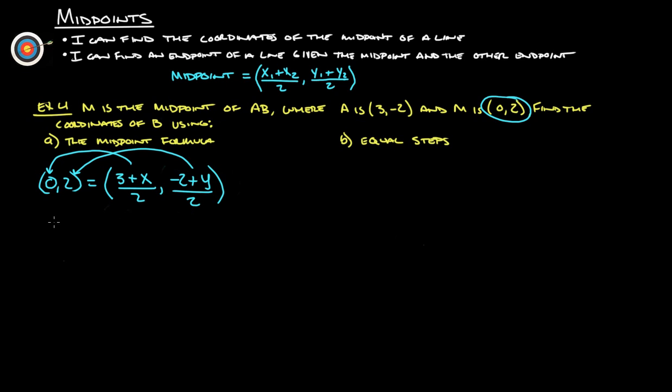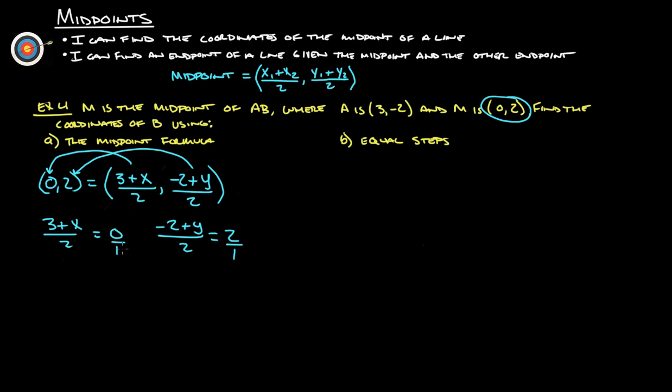So really we can write this as 3 plus x over 2, and we know that when we figure out what x is, that's going to have to end up equaling 0. And then we take negative 2 plus y over 2, the y coordinate, that has to end up equaling this 2, because that's the y coordinate of the midpoint. Okay, so now once we have this here, now we just solve.